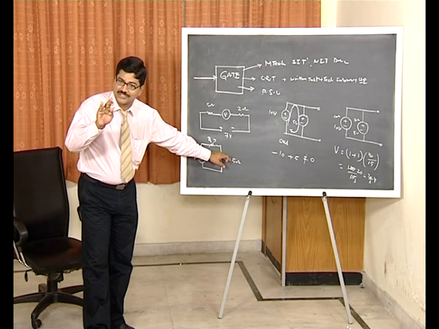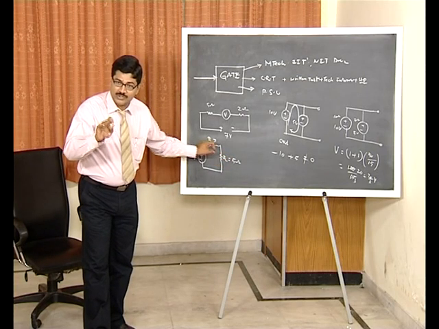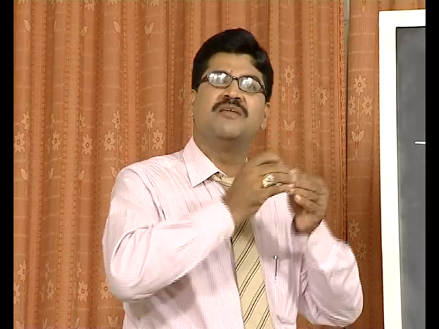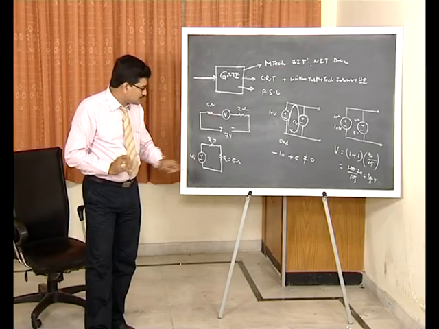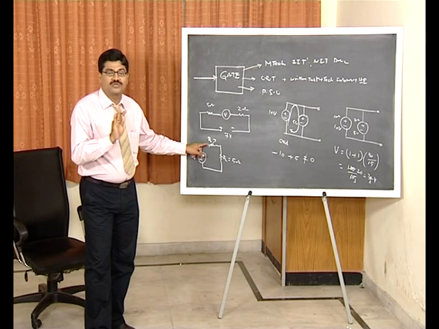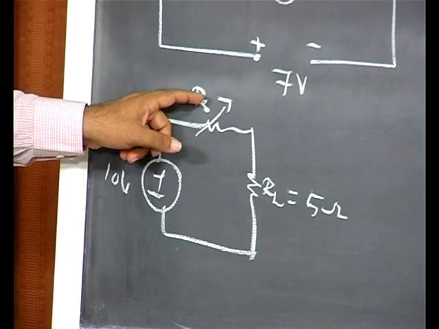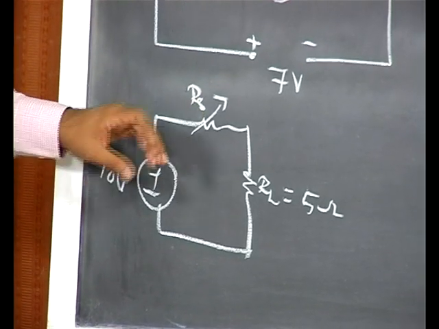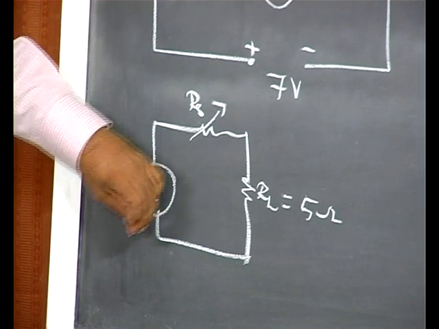The condition is that the source resistance must be minimum. As per this concern, what is the minimum for Rs? Equal to 0. When Rs is equal to 0, then only the maximum power is transferred from source to load.